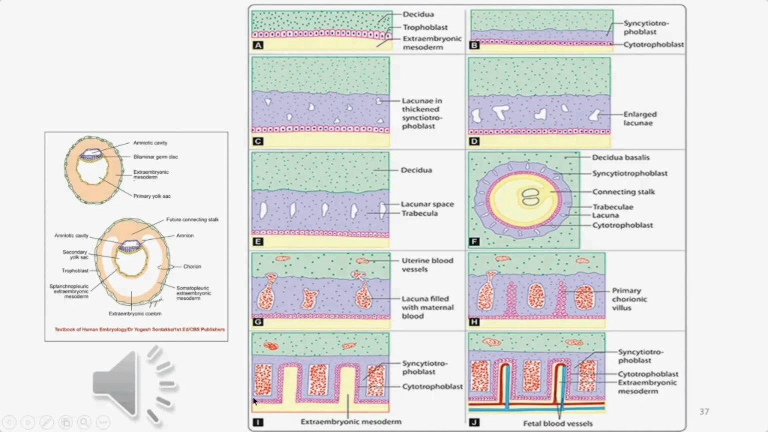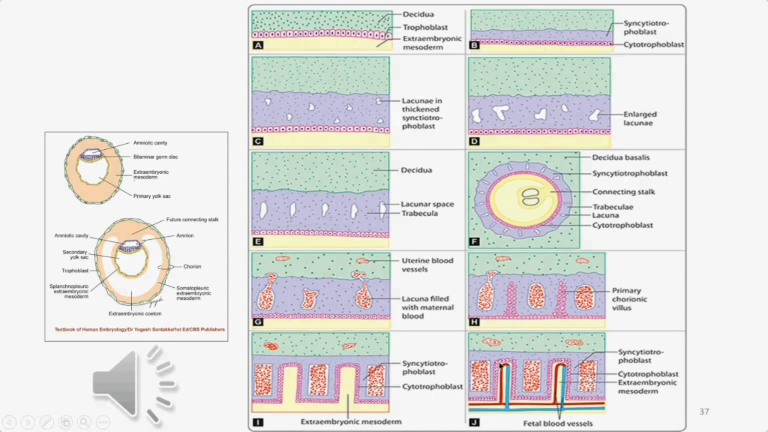Now what happens? As the cytotrophoblast goes upward, some cells of the extraembryonic mesoderm enter into the cytotrophoblast. The structure of the secondary villi: first is the lacunae, then the syncytiotrophoblast, which means the trabecula, then the cytotrophoblast, and then the extraembryonic mesoderm. So these parts form the secondary villi.